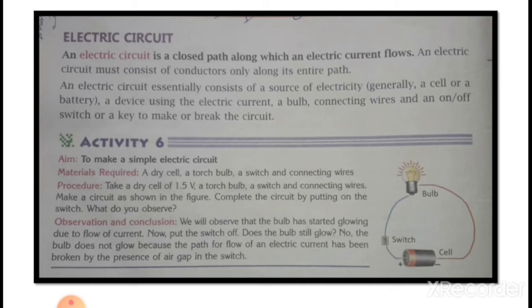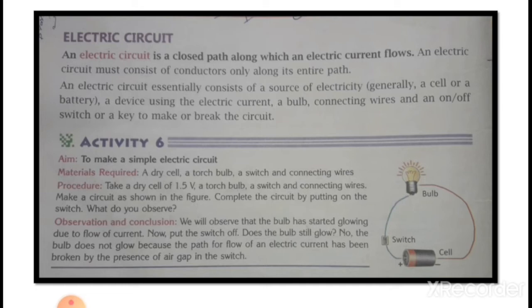So an electric circuit essentially consists of a source of electricity, generally we can take a cell or a battery, and a device using the electric current, a bulb, connecting wires, and a switch on or off switch or a key can be used in order to make and break the circuit.